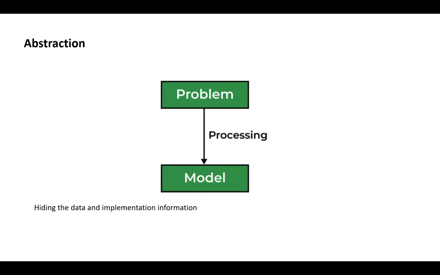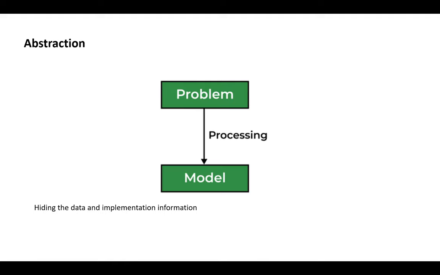So abstraction is displaying only essential information, and hiding all other data and the implementation information is called abstraction in C++. So just to take a real world example, say for example, if a man is driving a car and he presses the accelerator pedal and brake pedal just to accelerate whenever he wants to accelerate and whenever he wants to brake.